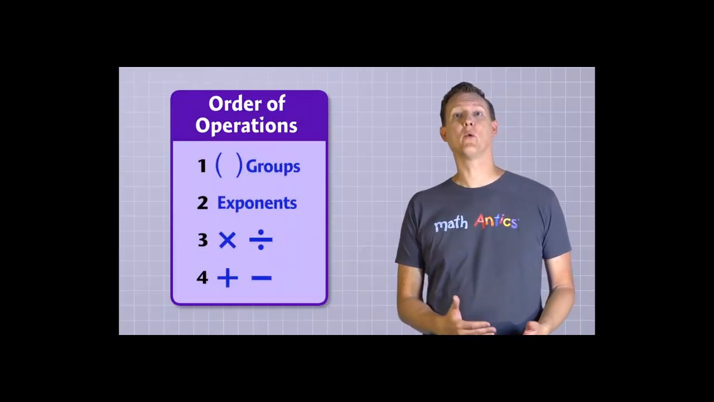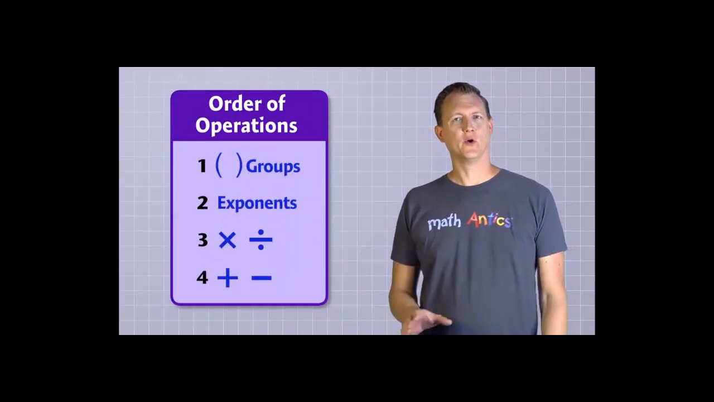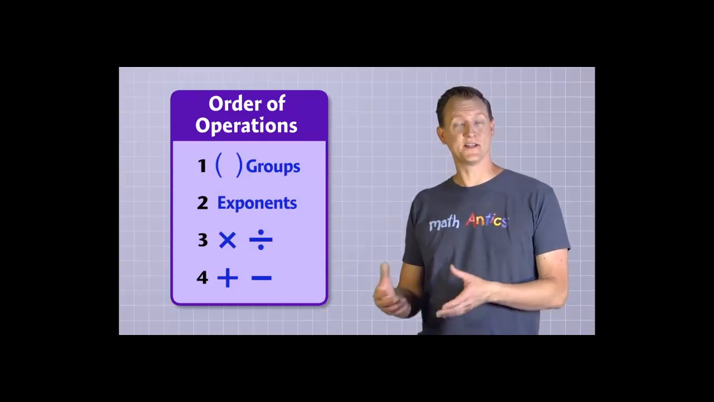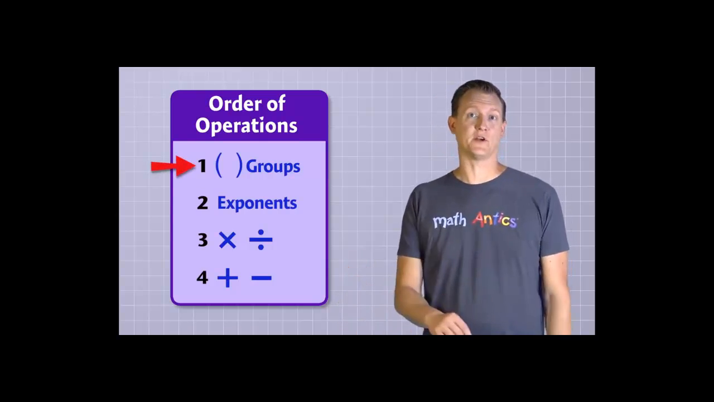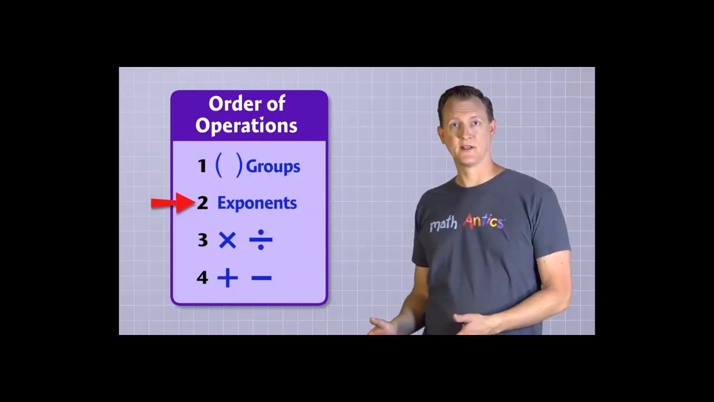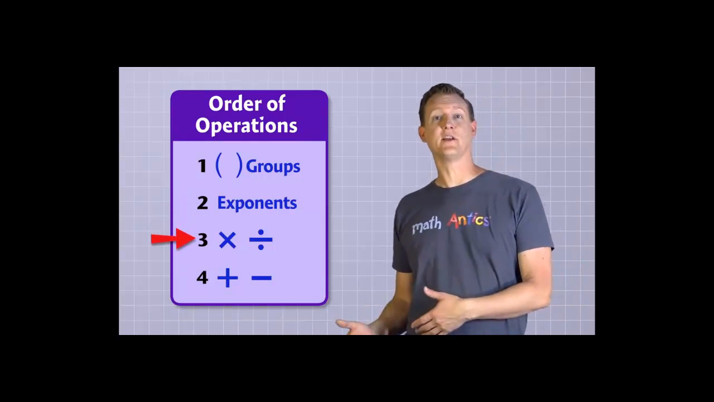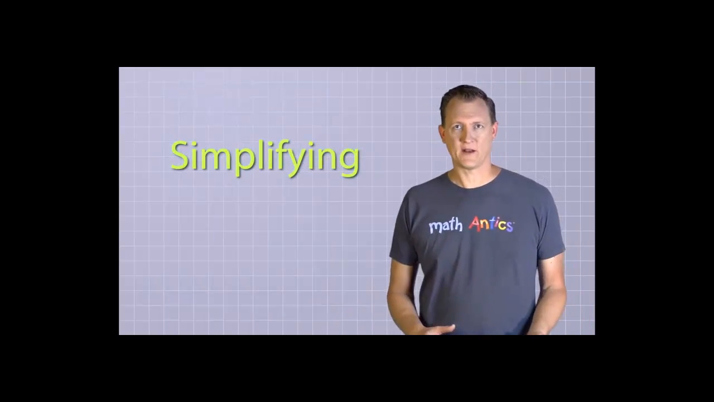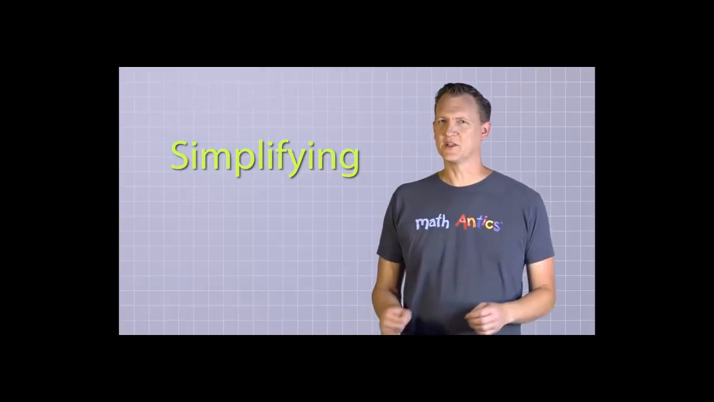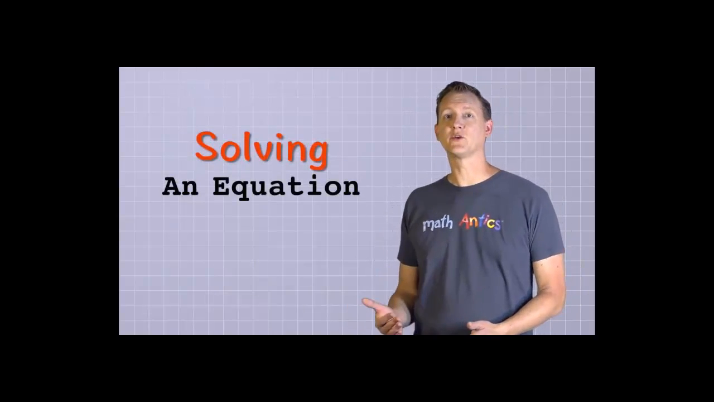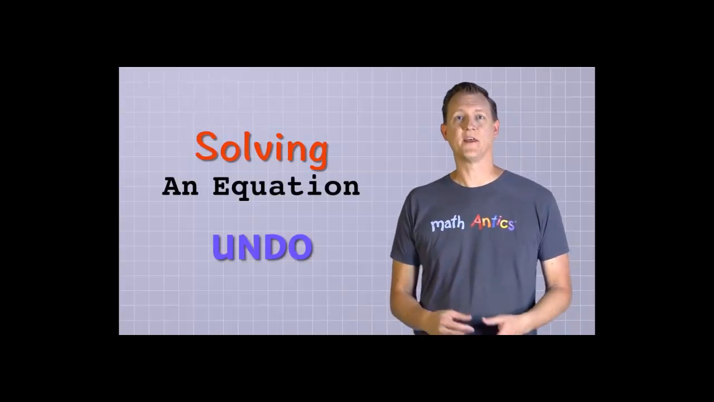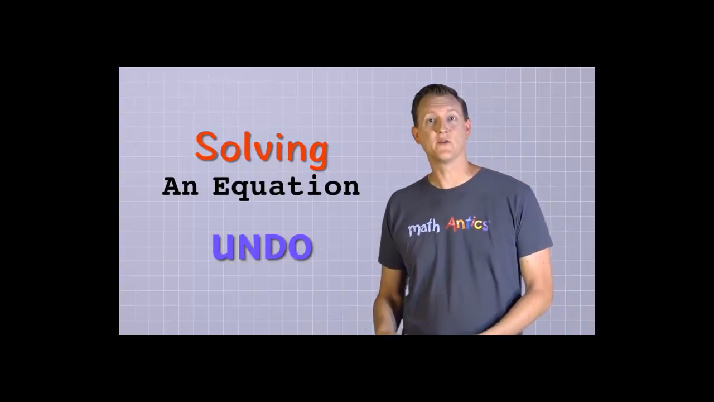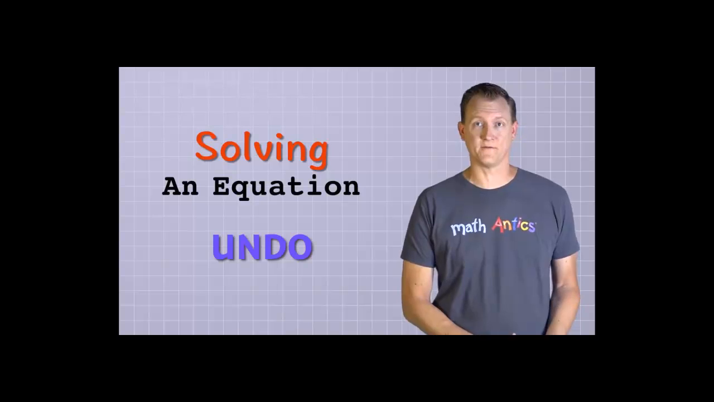Fortunately, in math, we have a special set of rules that tell us what order to do operations in. Those rules tell us to do operations inside parentheses or other groups first, and then we do exponents, and then we do multiplication and division, and last of all, we do addition and subtraction. Those are the rules you need to follow when simplifying mathematical expressions or equations. But solving an equation is different because we're trying to undo any operations that the unknown value is involved with so that the unknown value will be all by itself.